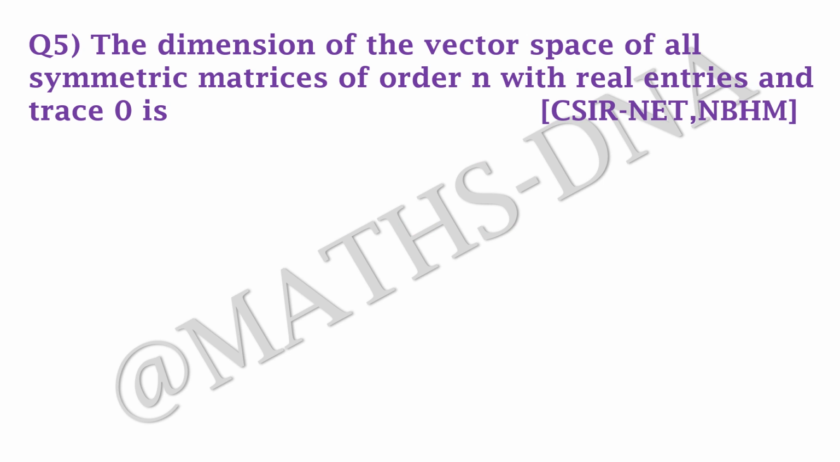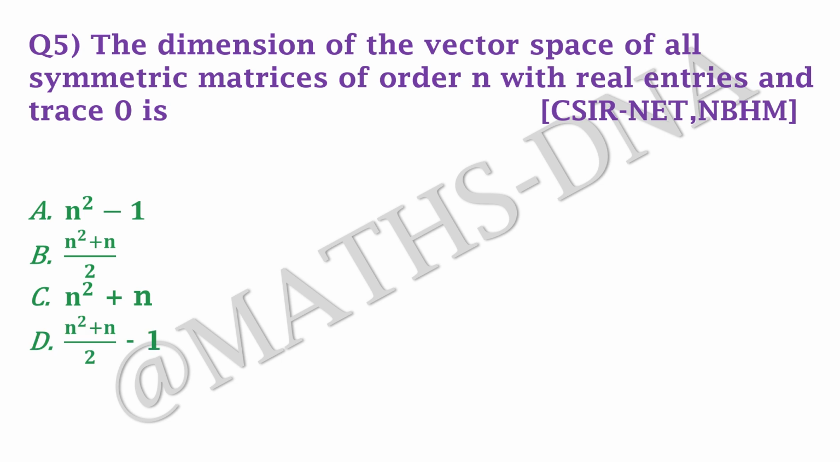Let us move on. The fifth question is the dimension of the vector space of all symmetric matrices of order n with real entries and trace is 0. This is a very important question, as this was asked in CSIR-NET and NBHM examination recently. The options are A n square minus 1, B n square plus n by 2, C n square plus n, and D n square plus n by 2 minus 1. You can pause the video over here and try it by yourself once. Now let us solve it.